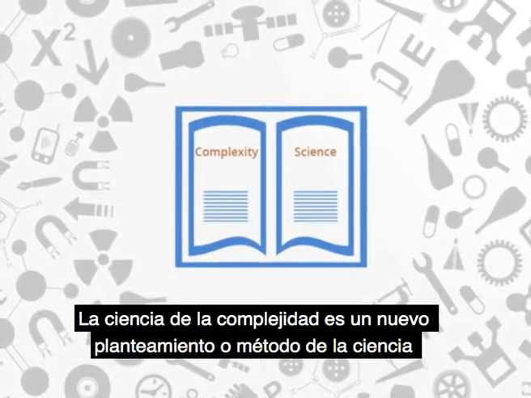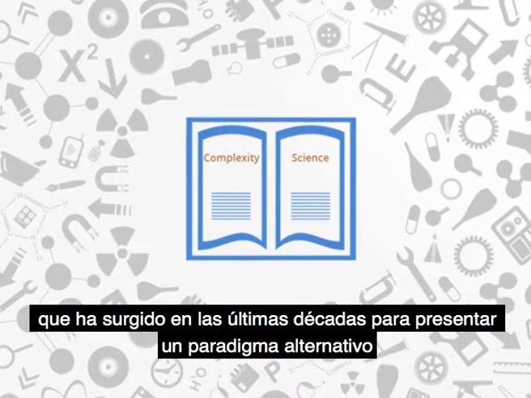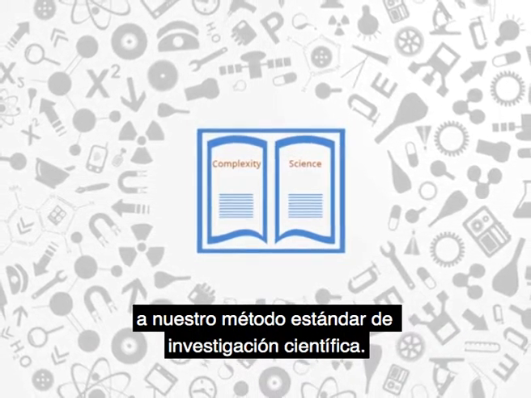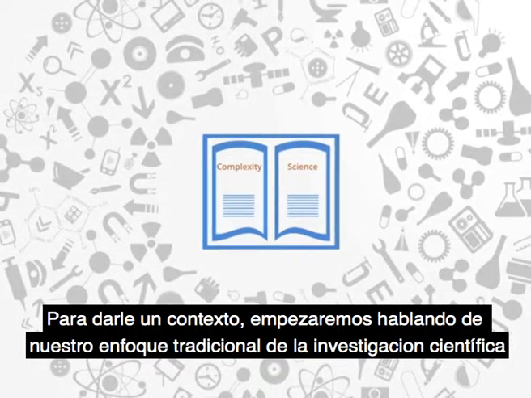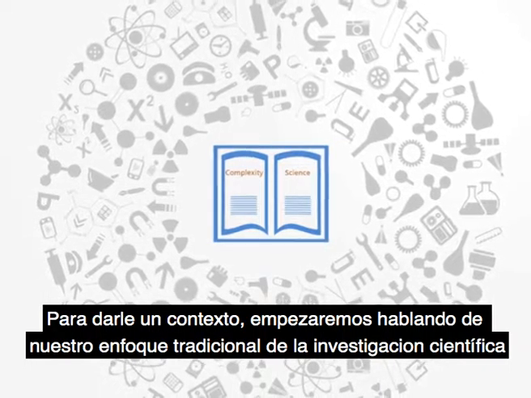Complexity science is a new approach or method to science that has arisen over the past few decades to present an alternative paradigm to our traditional methods of scientific inquiry. To give it context, let's start by talking a bit about our traditional approach to scientific research.